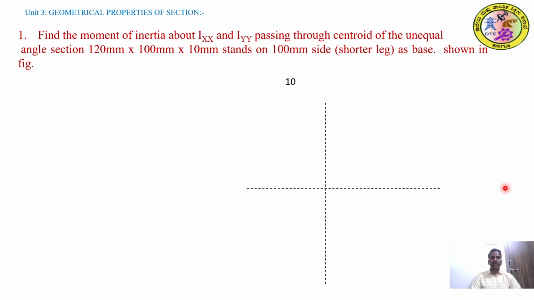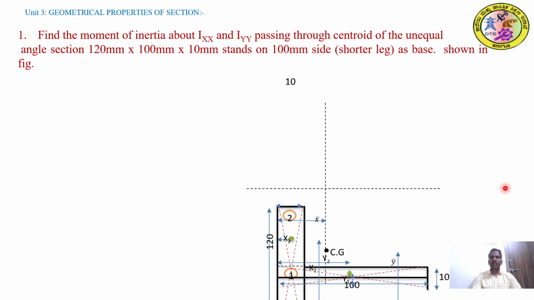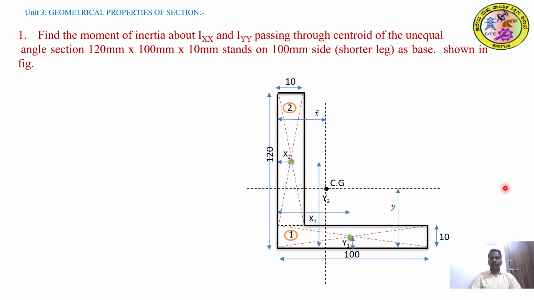In the first problem we need to find out the moment of inertia about the x-x axis and y-y axis passing through the centroid of the unequal angle section whose dimension is 120 by 100 by 10 millimeter, where it stands on the 100 millimeter side, the shorter leg, as a base. Let's get the figure. We have got the L section.